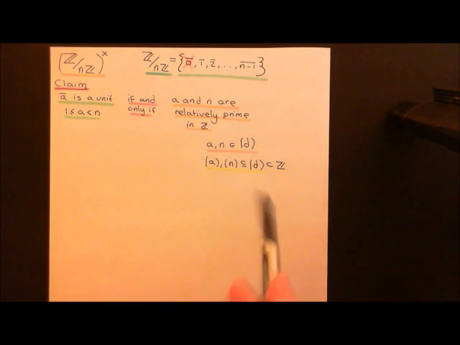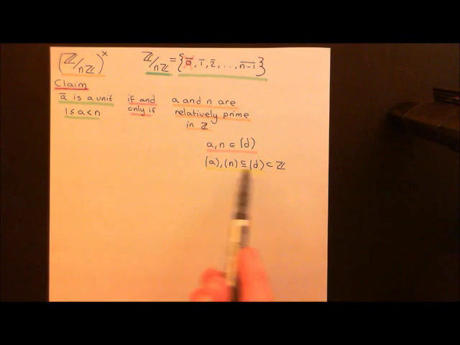Okay, so there's a little exploration of what it means for these two elements to be relatively prime in the integers, and this is the meaning that we're going to actually need in order to prove this.